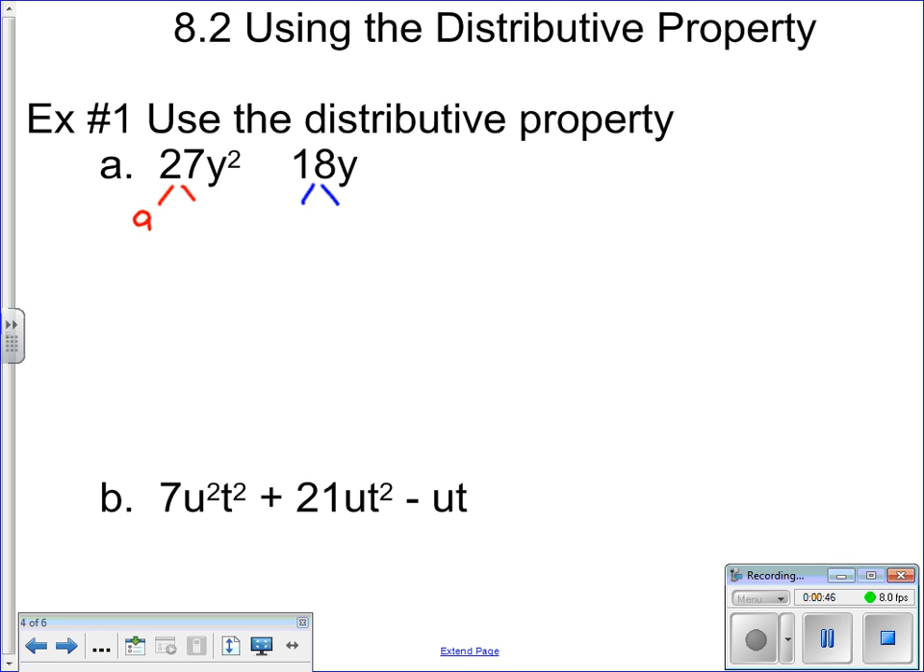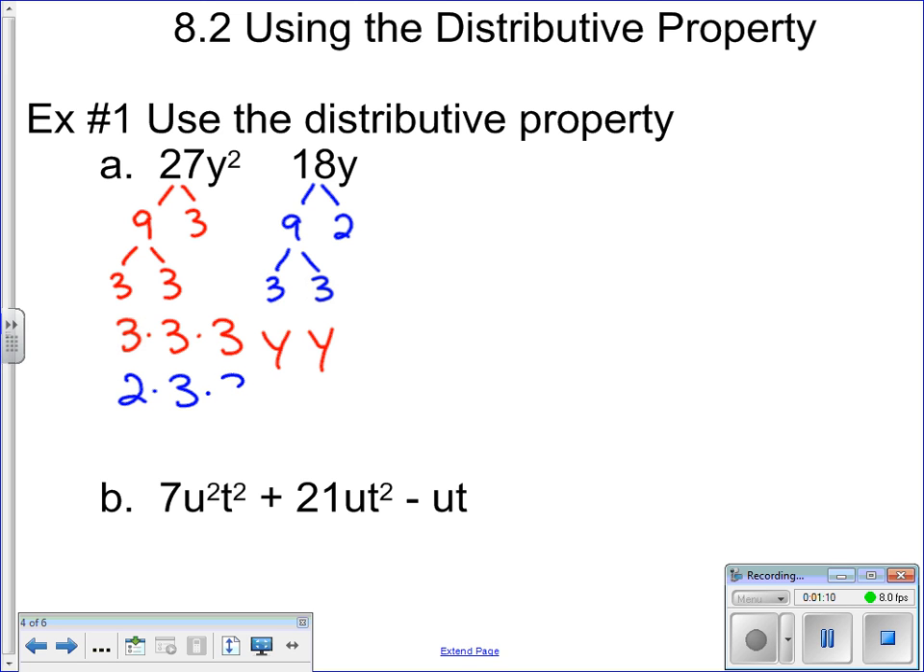All right, so 27 is 9 and 3. 9 is 3 and 3. 18 is 9 and 2. 9 is 3 and 3. So I have a 3, a 3, a 3, 2 y's, a 2, a 3, a 3, and a y. Now my greatest common factor: 3, 3, and a y, which makes 9y.